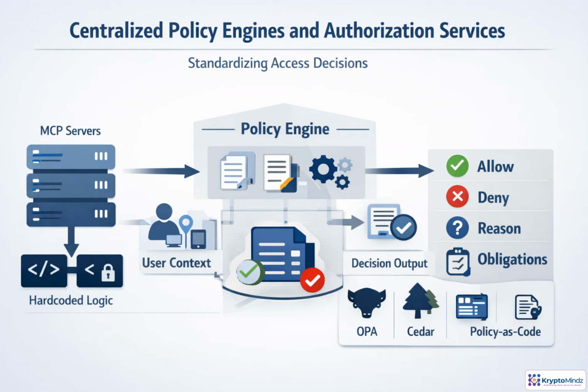As MCP deployments grow, authorization rules should not be scattered through server code. A stronger pattern is for the server to gather the facts: who is calling, what action they want, which resource is involved, and what runtime context applies. It sends those facts to a policy engine, which evaluates standardized rules and returns a clear decision: allow or deny, plus a reason and any obligations. The server still enforces the result locally, but the logic becomes centralized, testable, and reviewable. Tools like OPA, Cedar-style policies, or policy-as-code workflows all support this model.